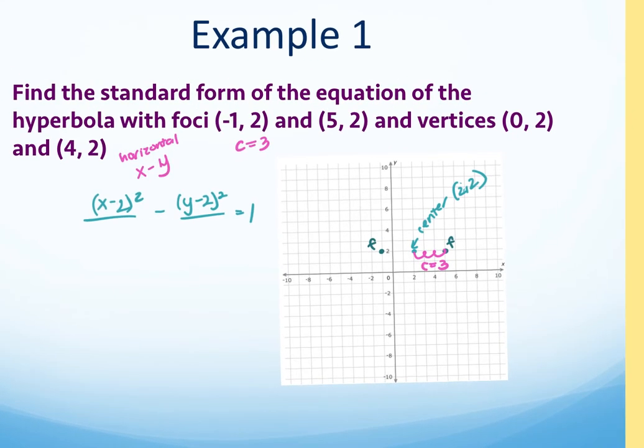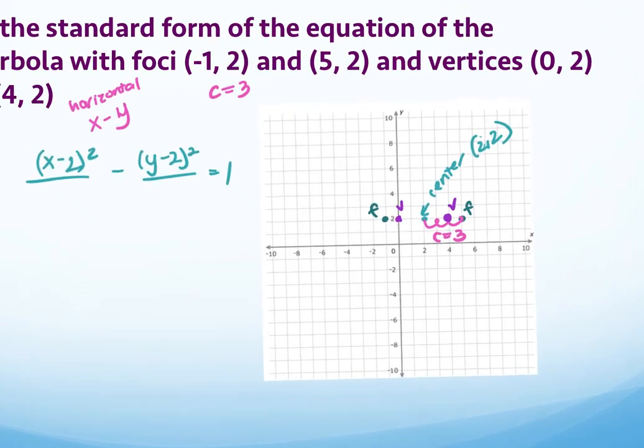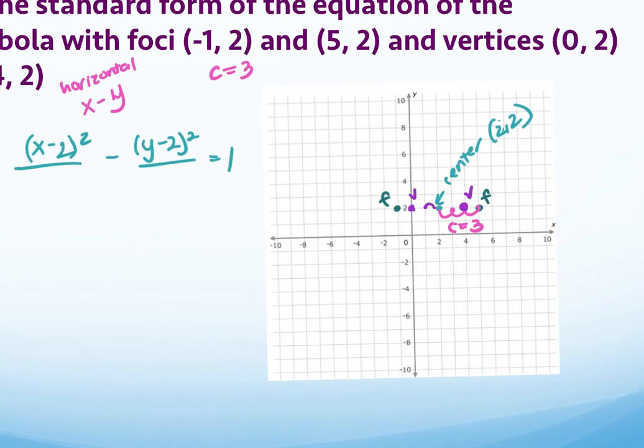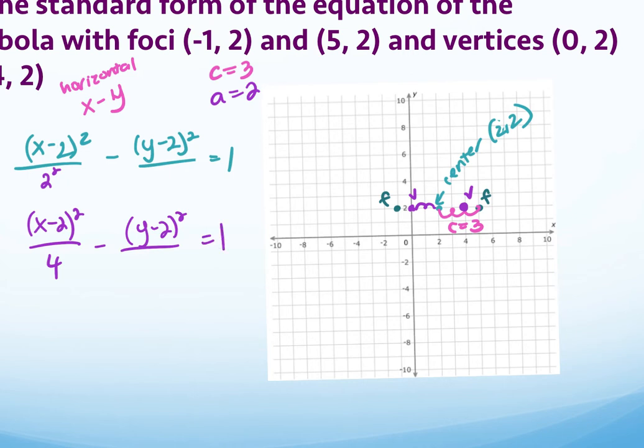All right, then I have to move on to the second piece of information, which is the vertices. The vertices are 0, 2, and 4, 2. What does that tell you? Good. A is 2 because it's the distance away from the center. So now I know this would be 2 squared, or x minus 2 squared over 4, minus y minus 2 squared. I'm just missing the b. How do I find it?